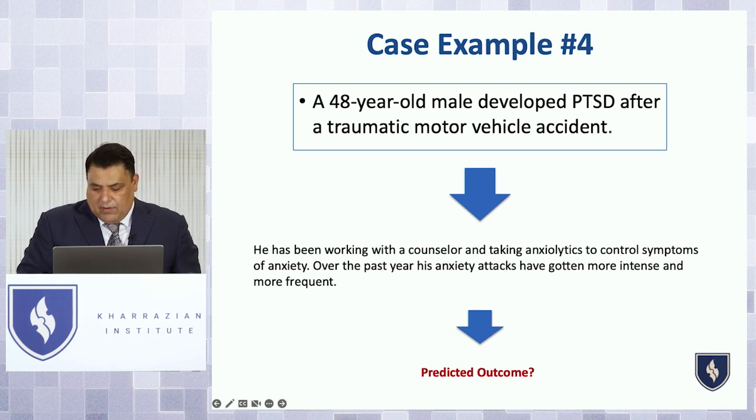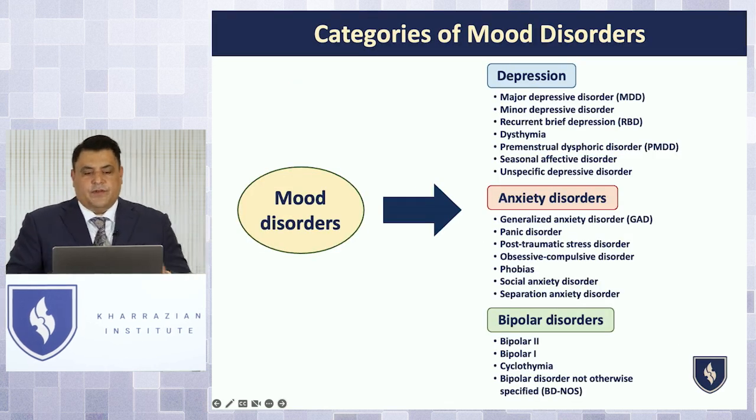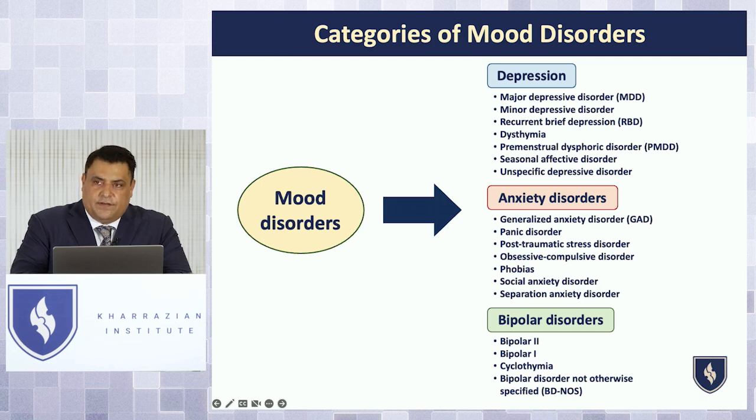Okay. Now, let's go through here into the summary. So you have different types of mood disorders. You have depression, major depressive disorder, minor depressive disorder, recurrent brief depression, dysthymia, premenstrual dysphoric disorder, seasonal affective disorder, unspecified depressive disorder. Let's talk about major depressive disorder first. The ones you're really worried about are the ones that have depression for more than 6 months. That's when you've got to find a mechanism.